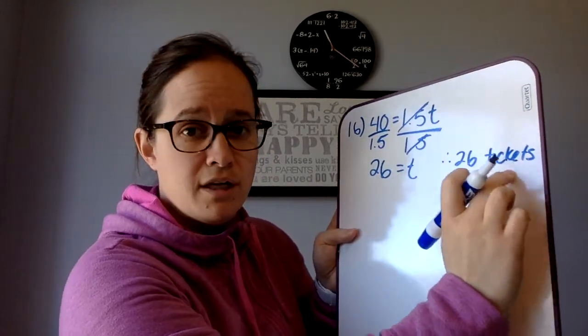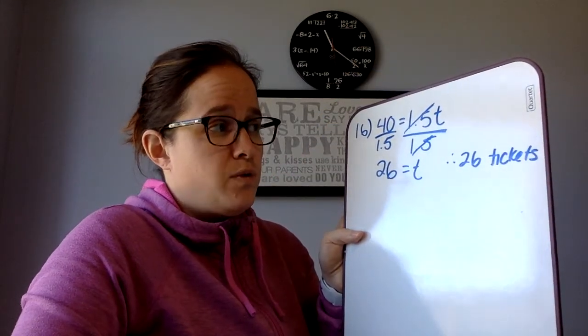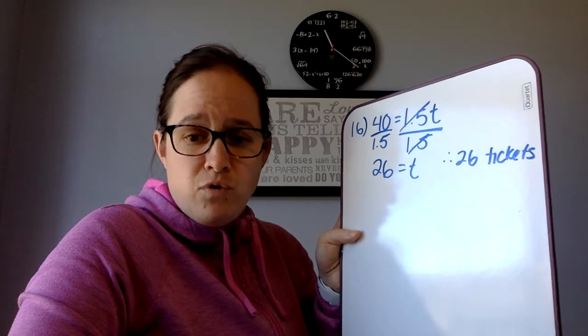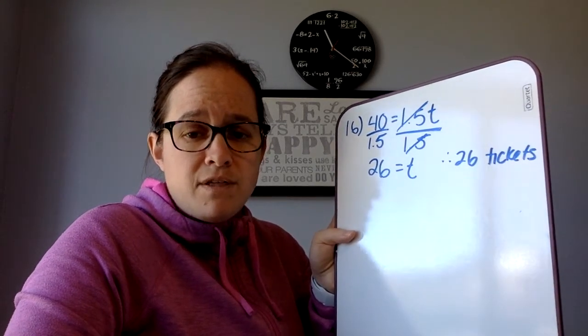Ideally, you would write this in a good sentence. Marcel would get 26 tickets for $40 at a cost of $1.50 per ticket. But we have this second option.